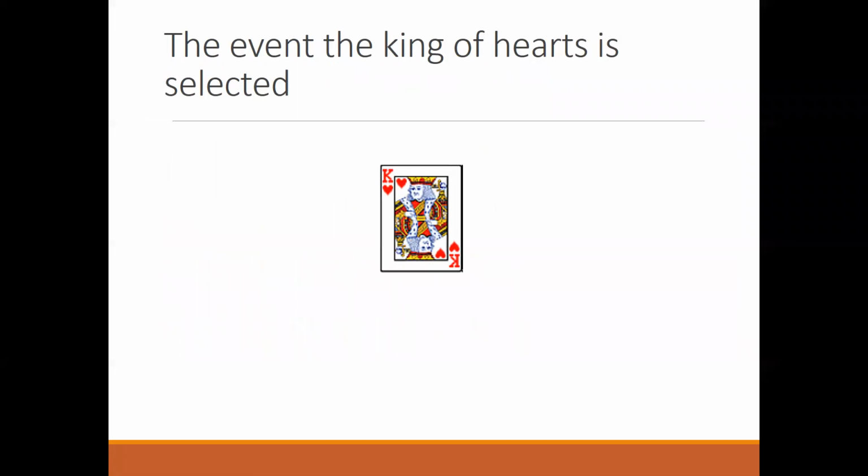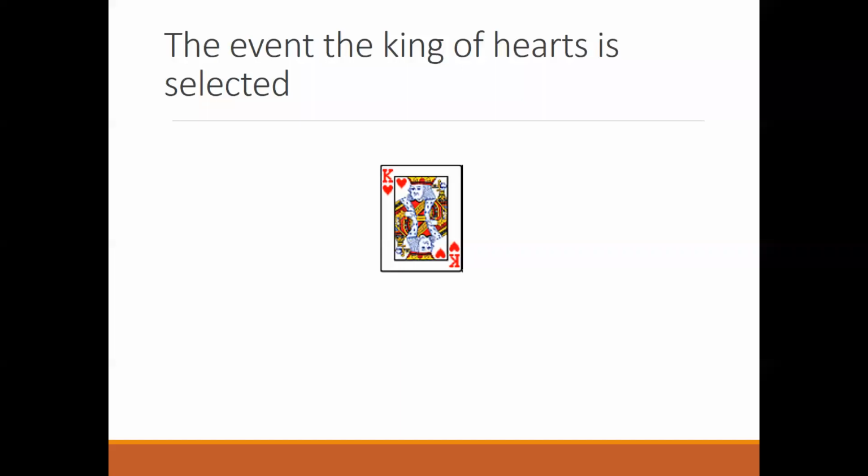1 by 52, because we have only one king having a heart on it. First of all, if I tell you the event that a king is selected, how many kings are there in total? 4 kings, so it will be 4 by 52. And you can reduce that further.